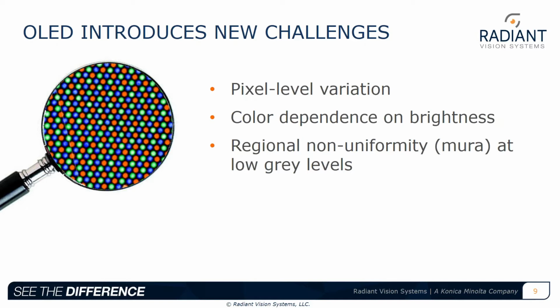Compared to previous technology, LCD itself has a backlight and unique filters to show the color and luminance. This is not the case for OLED pixels. They exhibit pixel level variation, color dependence on brightness, and non-uniformity known as Demura at low gray levels.